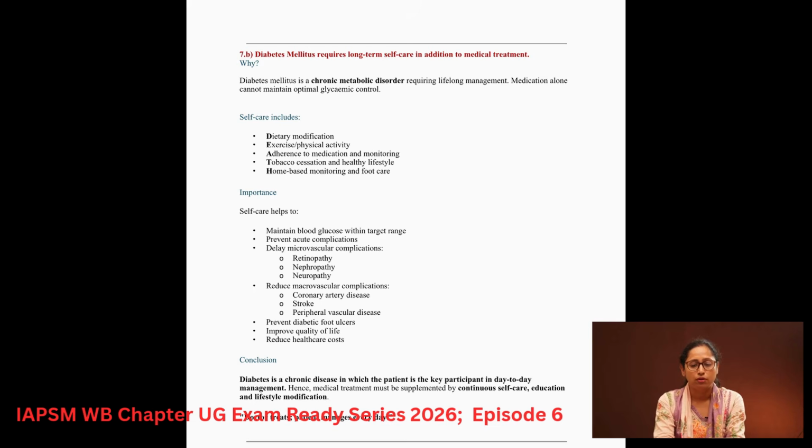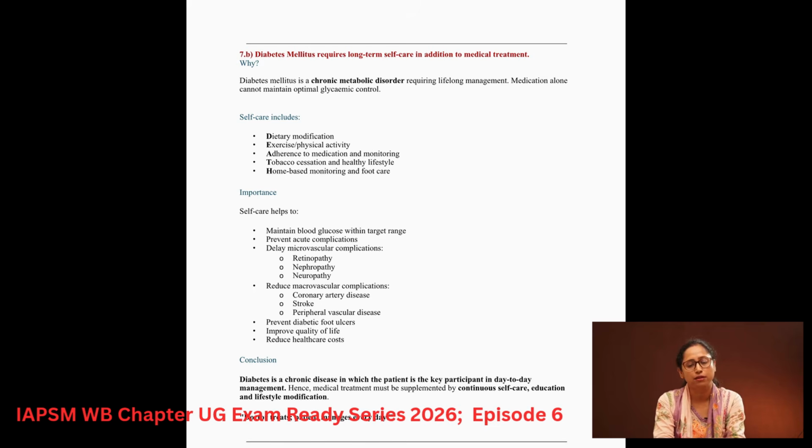Now, if you know the prevention of the complications of diabetes, which will include dietary modification, exercise or physical activity, adherence to medication and monitoring, tobacco cessation, healthy lifestyle, and finally the home based monitoring and foot care. Diabetic foot care is very important. Now, what is the importance of self care?